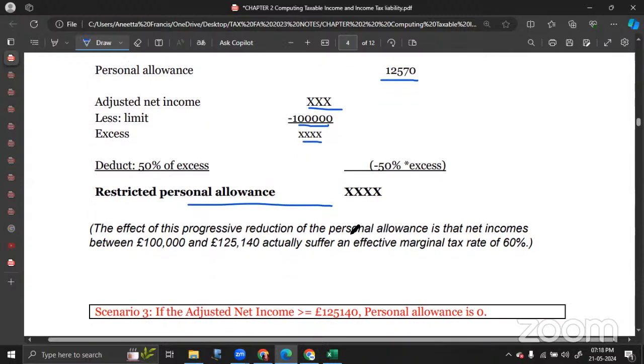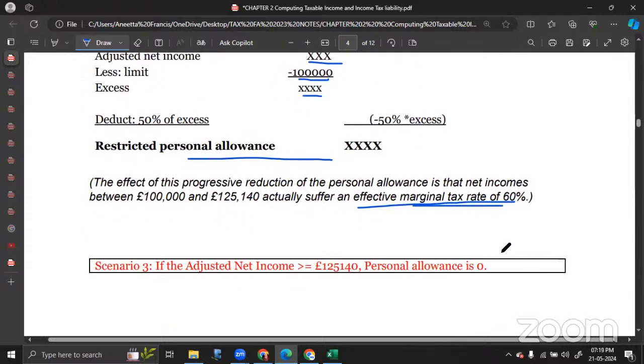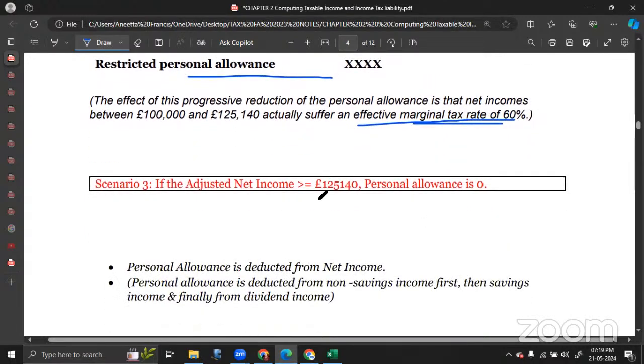That's all. And the marginal rate of tax is 60%. Just keep in mind, if your net income is between 1 lakh and 125,140, you will have a marginal rate of tax of 60%. And if your adjusted net income is greater than or equal to 125,140, your personal allowance is 0.